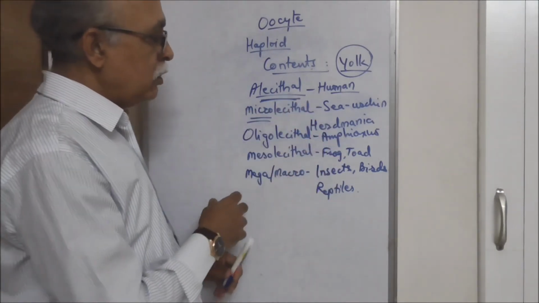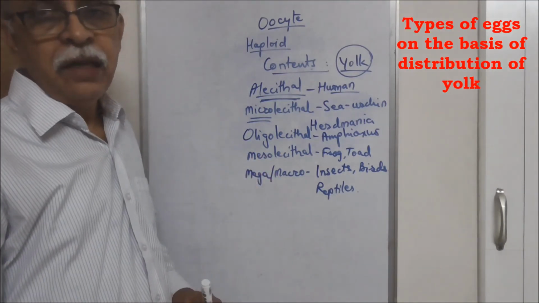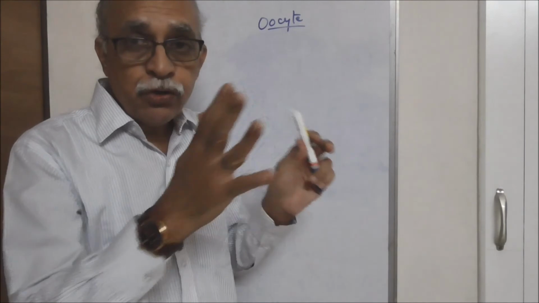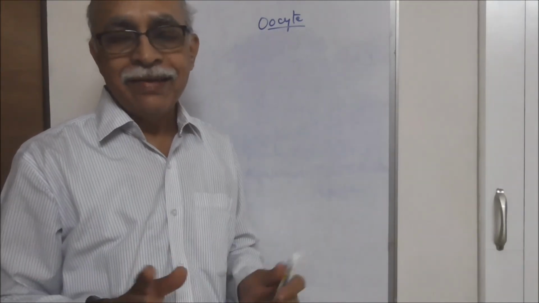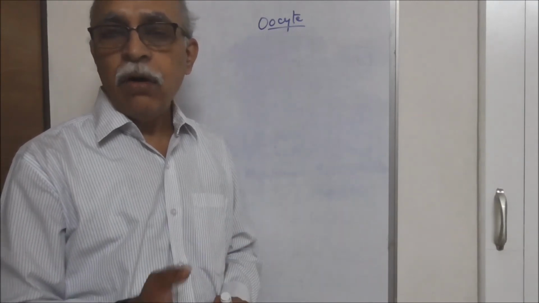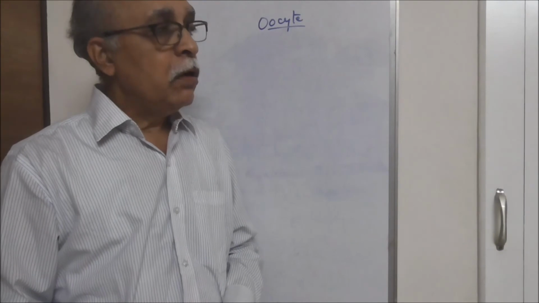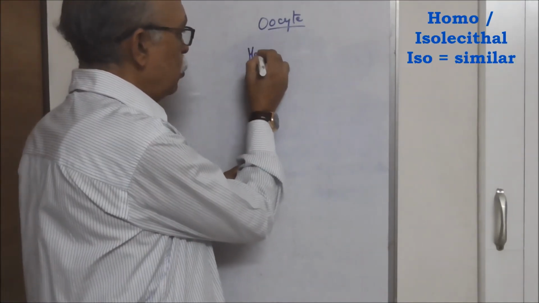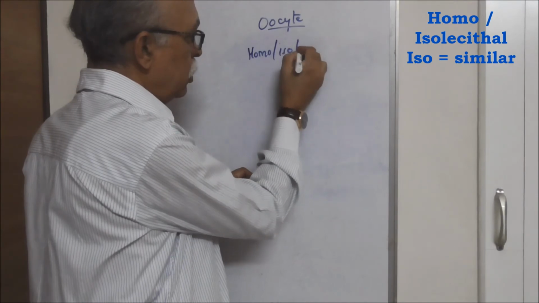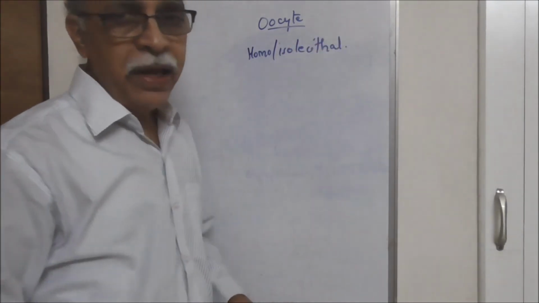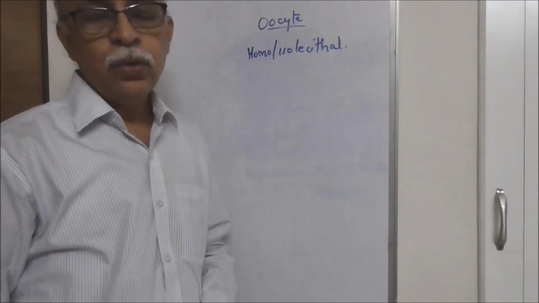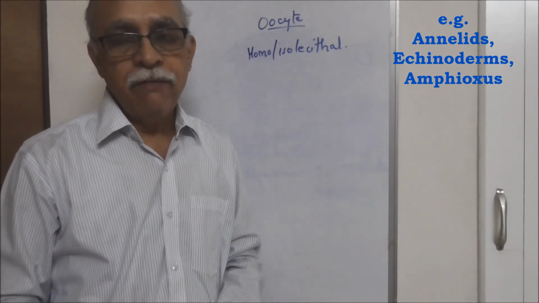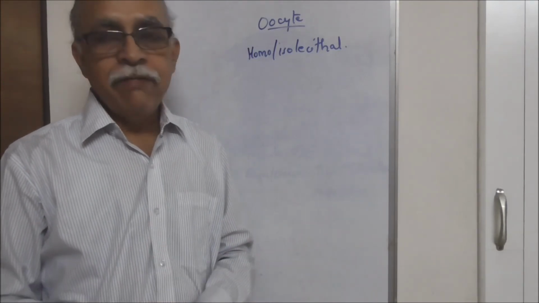There is a way to classify them on the basis of the distribution of the yolk inside the egg cell. Let's come to that. When we talk about classification of eggs on the basis of distribution of yolk, we are certainly not including alecithal or microlecithal eggs. It could be mesolecithal or macrolecithal eggs that we will be talking about. If that yolk is evenly distributed in the cytoplasm, then we call it homolecithal or isolecithal egg cells. Examples could be annelids, echinoderms, protochordates like Amphioxus. Yolk is evenly distributed in the cytoplasm.